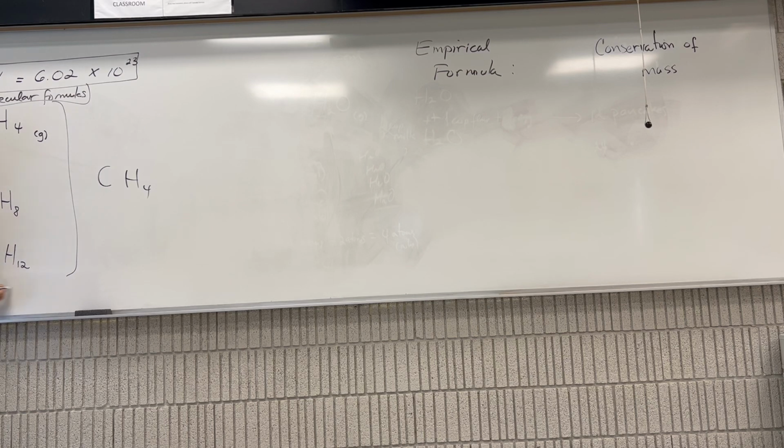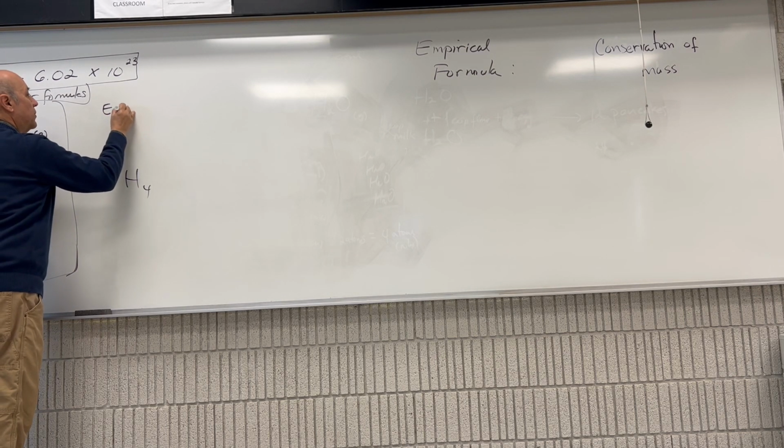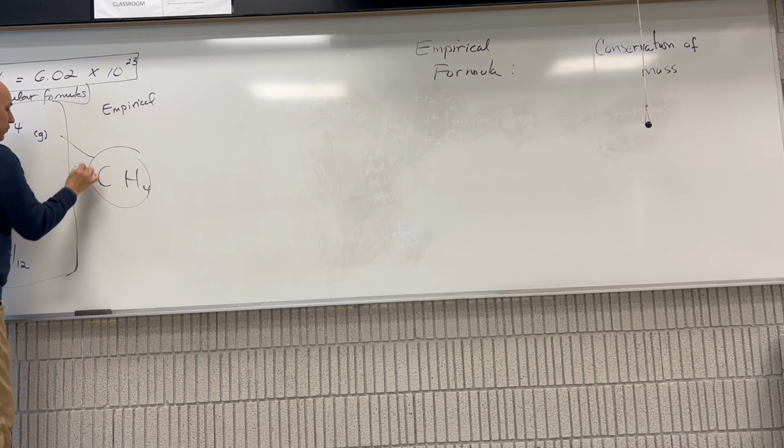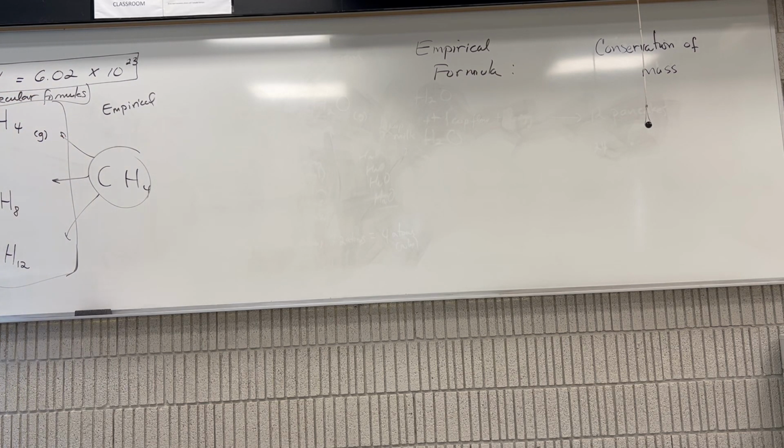These guys right here. This right here is an empirical formula for all three of them. All three of them have the same basic composition, basic ratio of carbon to hydrogen. Now, how do we get an empirical formula, and then how do we get a molecular formula?